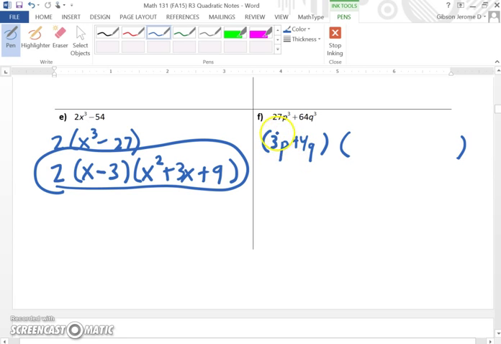Now, we have to square the 3p, which will give us 9p squared to give us our first term here. We have to multiply the 3p and the 4q, which will give us 12pq, but we'll take its opposite, which will be a negative 12pq. And then finally, we will square this last term here. 4 squared is 16, and q squared is just q squared. And there's nothing more we could do with this problem.